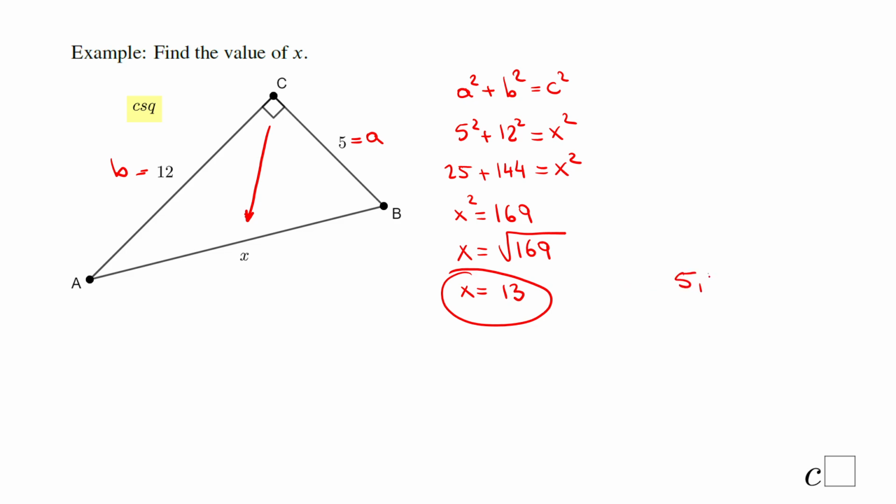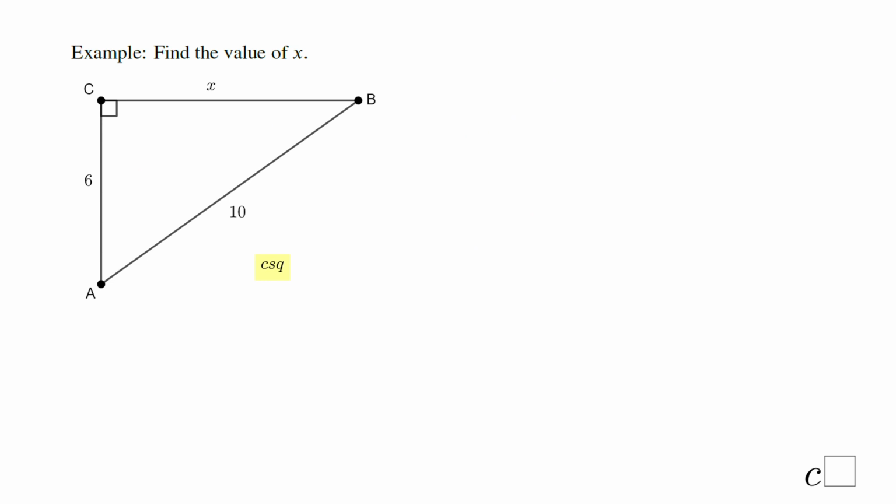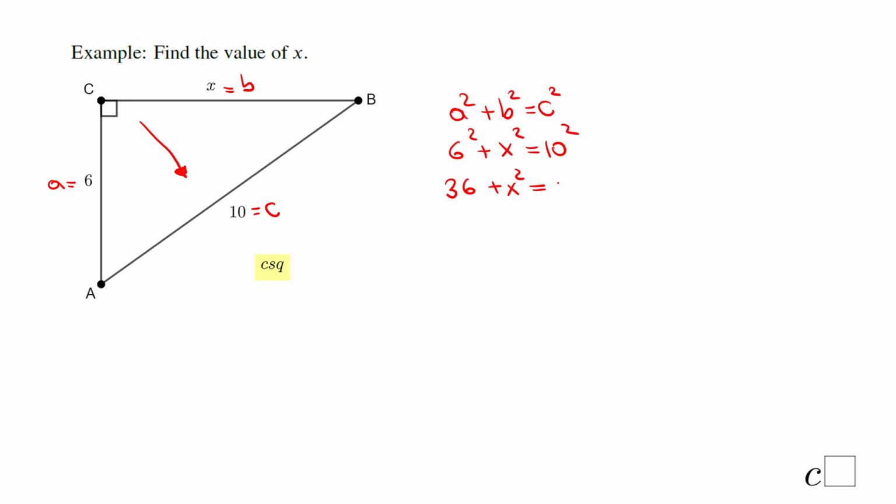You will see it later. I'm going to talk about these wonderful numbers, but let's first take a look at another example. In this one, I can call this one A, then I call this one B. And remember, the one on the opposite side of the right angle is C. So we have A squared plus B squared equals C squared. So we have 6 squared plus x squared equals 10 squared. So we're going to have here 36 plus x squared equals 100.